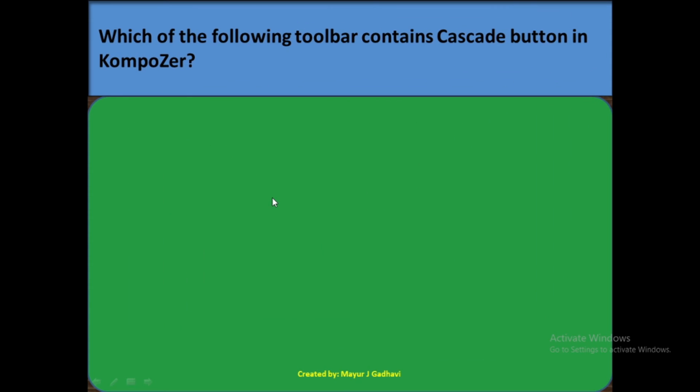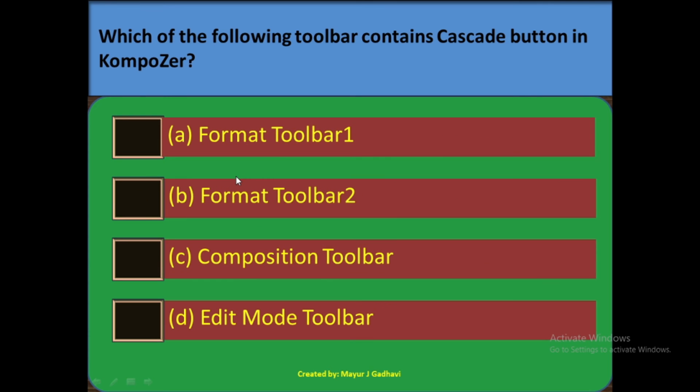Next question, which of the following toolbars contains the cascade button in Composer? Where is the cascade button situated? Well, the options are format toolbar 1, format toolbar 2, composition toolbar and edit mode toolbar. The correct answer is C, composition toolbar. Cascade button is situated in the composition toolbar.